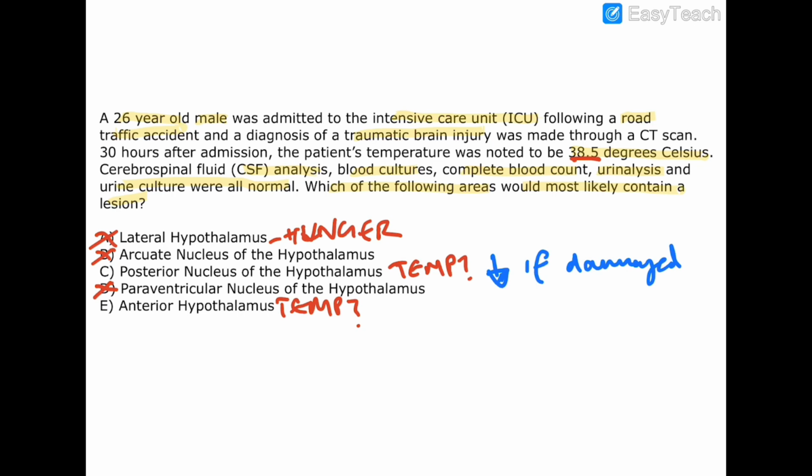If damaged, it would cause an increase in temperature. And therefore, we have our answer now. In this patient, the most likely area of the lesion would be the anterior hypothalamus.